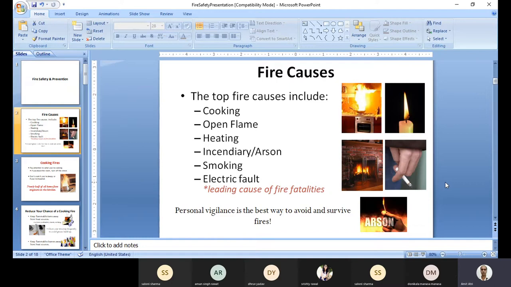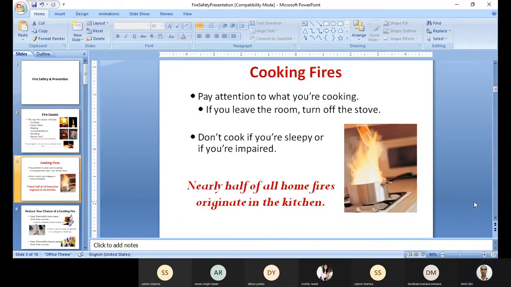Then electric fault. This could also be one source of fire. So all of the points we are discussing here are the leading causes of fire. Personal vigilance is the best way to avoid and survive fires. Personally we can avoid it, from the prevention point of view, we can prevent this type of fire situation.